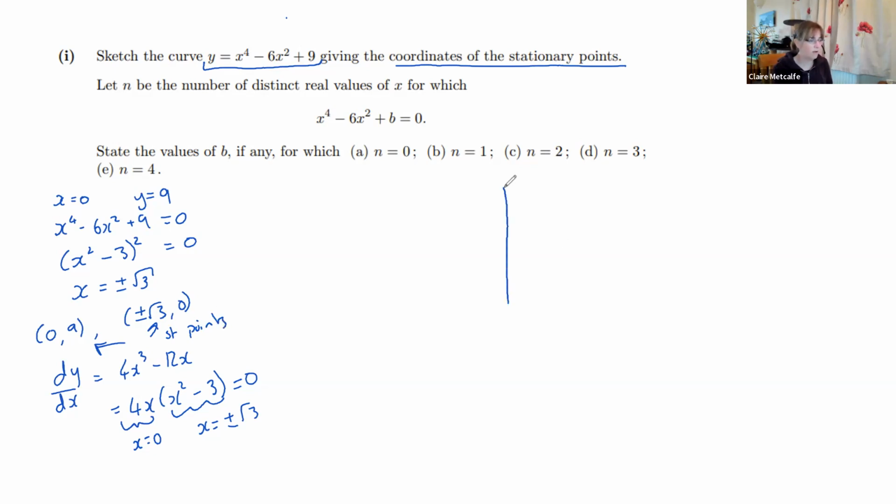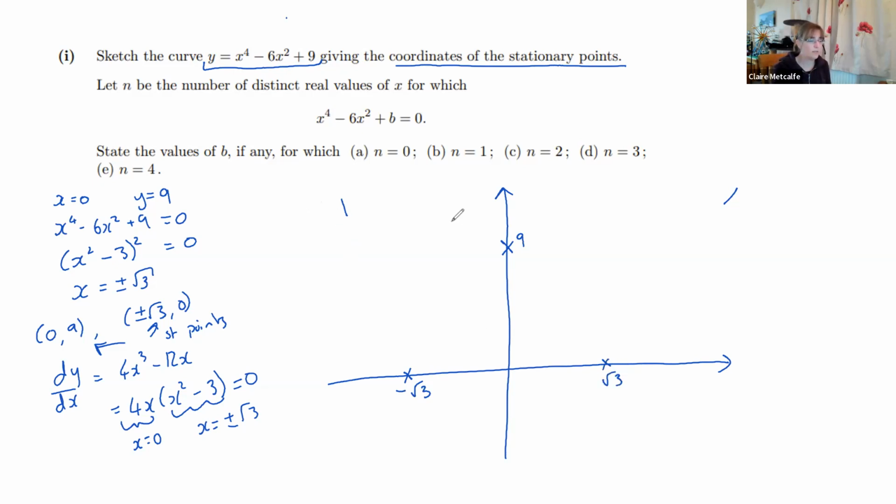Okay, so let's sketch the graph. You can, if you like, find the second derivative and work out for sure which of these are maximums and which of these are minimums. You don't actually need to do that because, since you have an x to the power 4, you know you've got to be really big here and really big here. You know it's going to be symmetrical about the y-axis, and you also know that the point 0, 9 is going to be higher than 0. So we've got 0, 9 here, minus root 3 here, plus root 3 here.